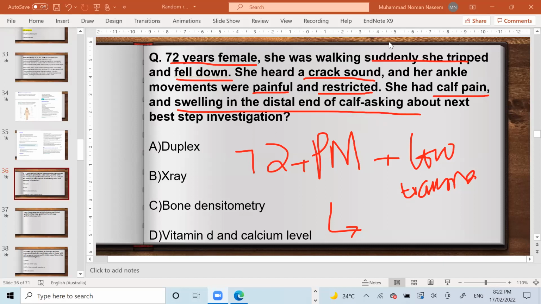All right, guys. Any patient who has some trauma and heard a crack sound, and there is swelling around that part and restriction of movement, forget she is 72 years old. Any patient who had trauma on a limb and they heard a crack sound and now that part is painful, swollen, and it's very difficult to move. What do you want to do as a first investigation?